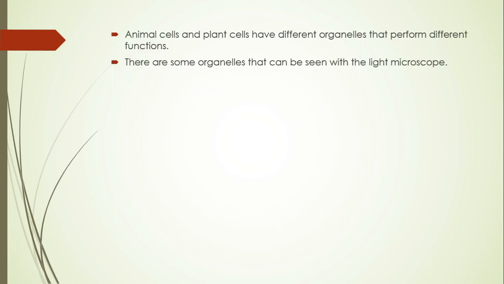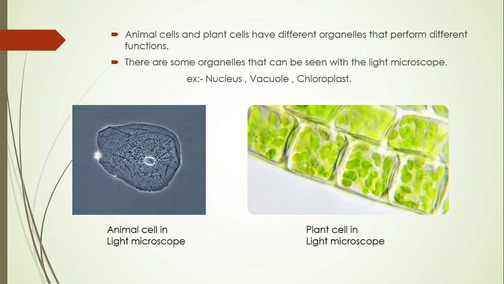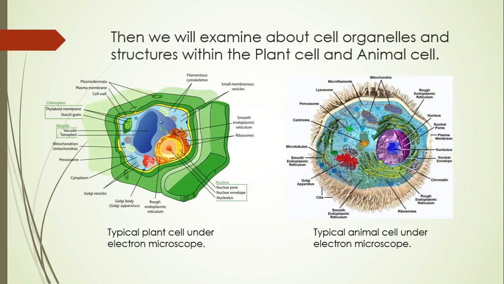Animal cells and plant cells have different organelles that perform different functions. There are some organelles that can be seen with light microscope as nucleus, vacuole, chloroplast. Then we will examine about cell organelles and structures within the plant cells and animal cells.